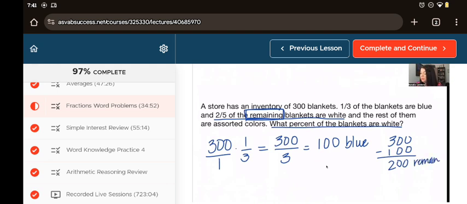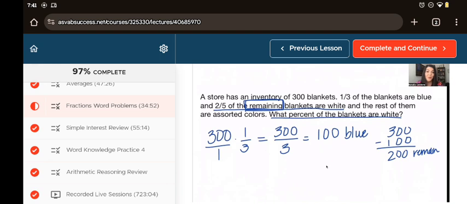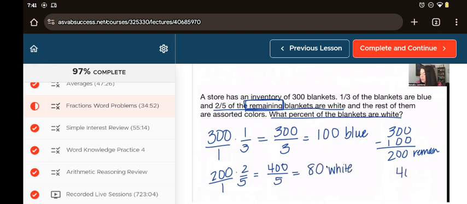Then we want to know 2/5 of the remaining blankets. So how do we find a fraction of something? We multiply. 200 times 2/5. Put this over 1. 200 times 2 is 400 over 5. 400 divided by 5 gives me 80. Okay, this is the number of white blankets. How do I find that? I just do 400 divided by 5. 5 goes into 40 8 times. 5 goes into 0 0 times. That's how I get the 80.